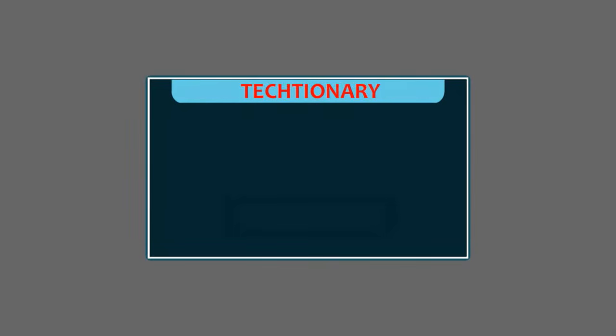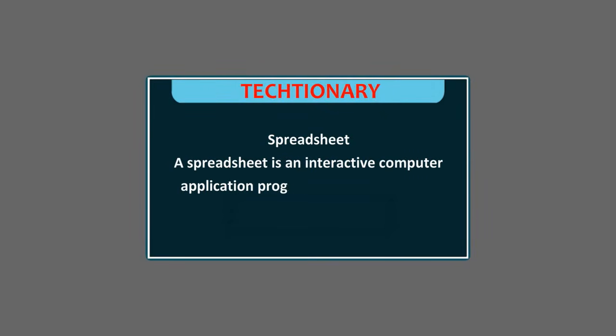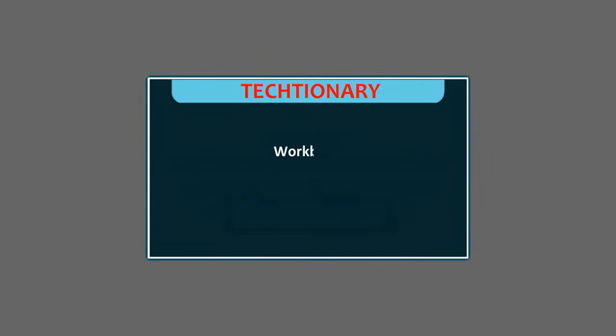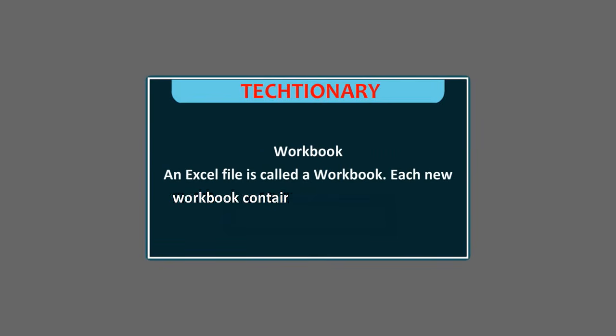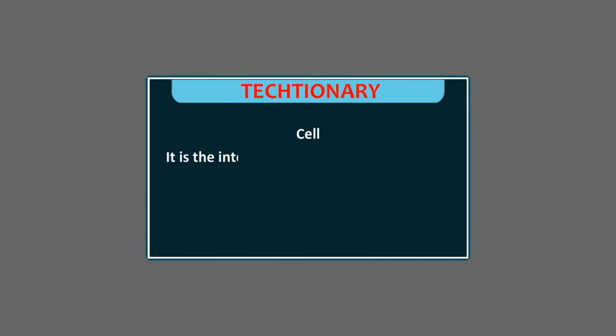Dictionary. Spreadsheet. A spreadsheet is an interactive computer application program for organizing and analyzing data in a tabular form. Workbook. An Excel file is called a workbook. Each new workbook contains one blank worksheet by default. Cell. It is the intersection of a row and a column.